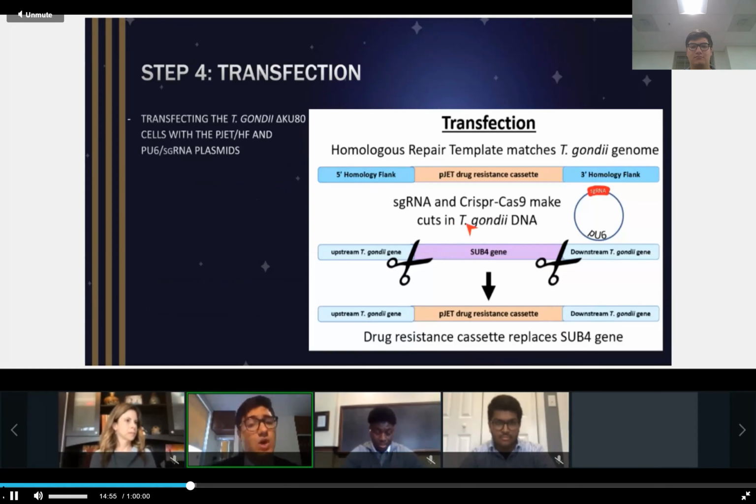Step 4 of this will be transfection, where we're transfecting the Toxoplasma gondii with the 2 constructs that we made. First, the PU6 with the guide RNAs come down here, and they make cuts in the beginning and end of the SUB4, and they knock out that gene. Next, we have the homologous repair template that we made. This comes down, and the homology flank recognizes the up and downstream regions. And then the PJET drug cassette basically replaces the SUB4 gene. So it kind of tricks it into taking the drug cassette instead of the SUB4 gene.